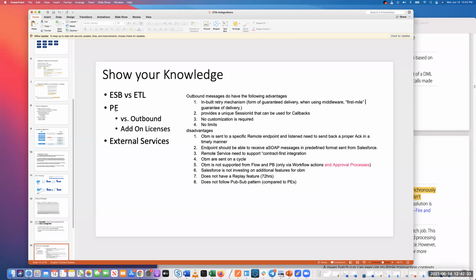Platform events, most likely most of you will use, so talk about the replays and the add-on licenses. Also for external services, it's good to have a few keywords that show that you're not just proposing the technology, but you know underneath how it's happening, and that shows your knowledge, right? It's up to you how you're going to do that.